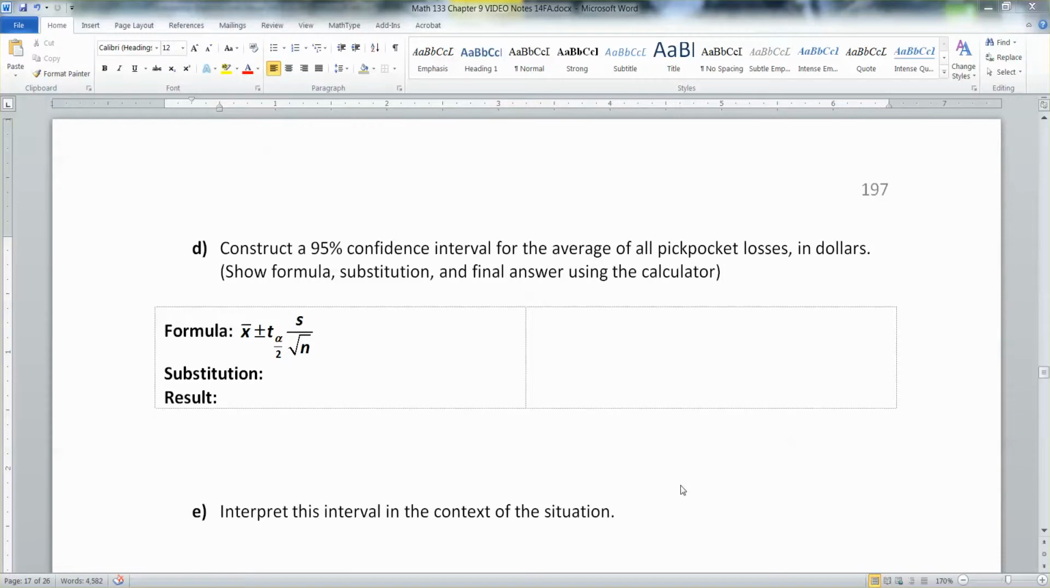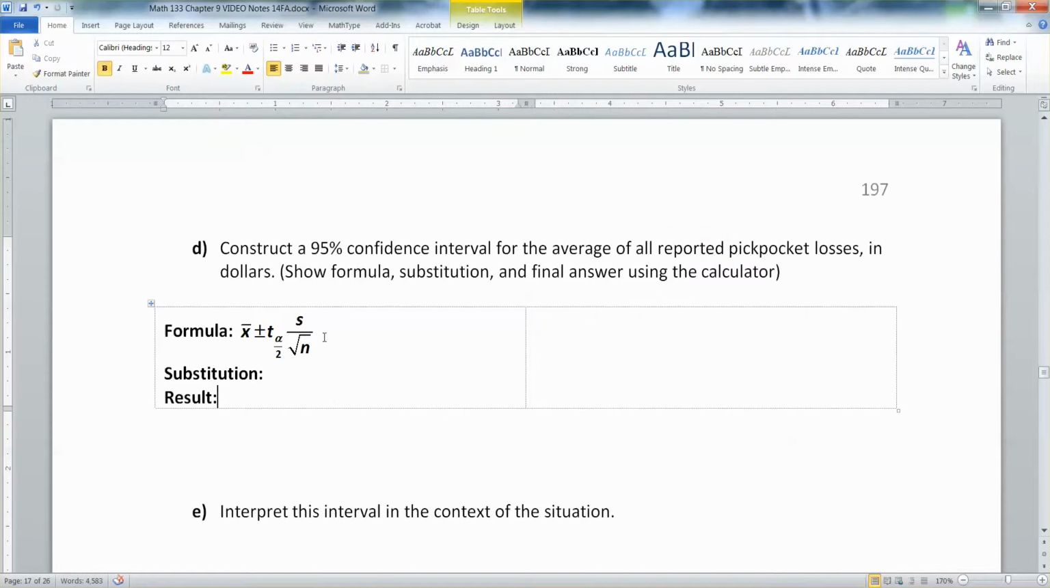All right, now push has finally come to shove, and we are going to construct a 95% confidence interval for the average of all reported pickpocket losses in dollars. We're going to show the formula, the substitution, and the final result using the calculator. All right, so if that's the case, don't forget the formula.